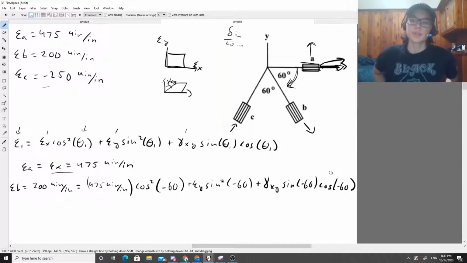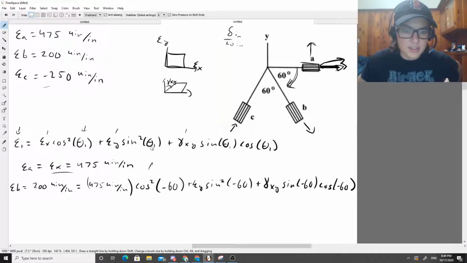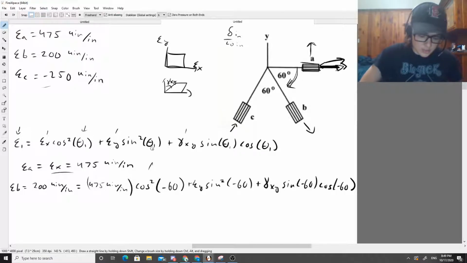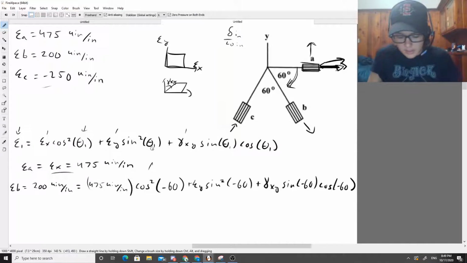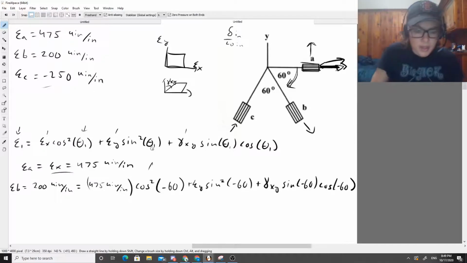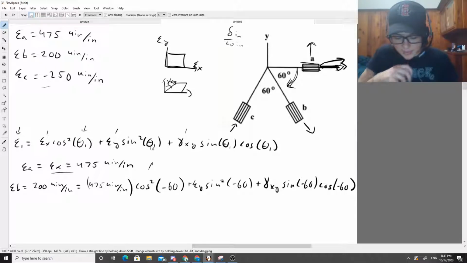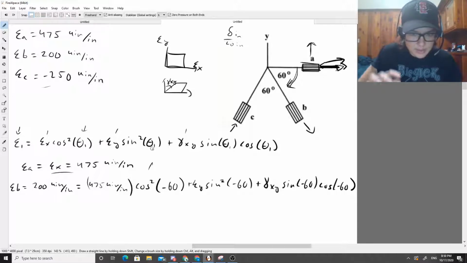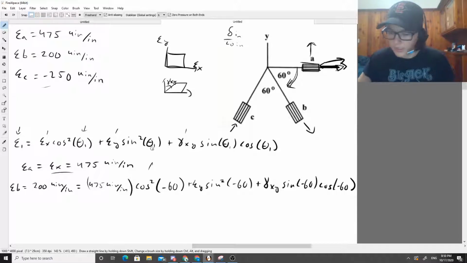Okay, so the first thing we can do is evaluate this first term up here because that's just going to be a constant. So cosine of negative 60 is 0.5, squared is 0.25, times 475 is equal to 118.75. And we'll go ahead and flip that up to the other side of the equation. So we'll go ahead and we'll get 81.25.